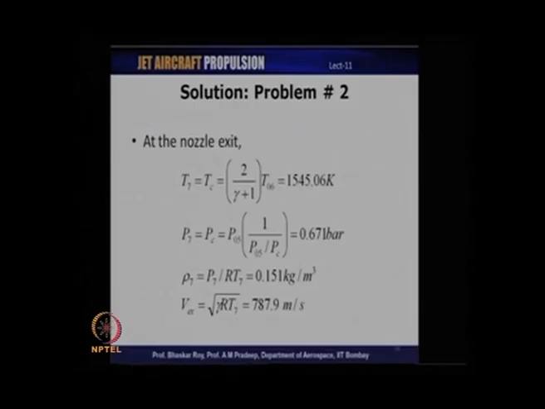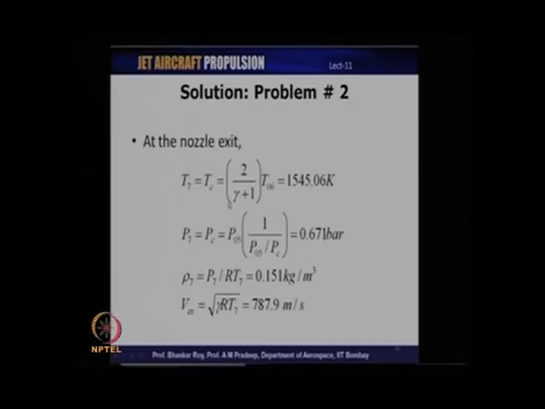Now, we will calculate the nozzle exit conditions. We have already seen that the nozzle is operating under choked condition. So, the nozzle exit critical temperature will be equal to 2 by gamma plus 1 into T06, where T06 is given as 1800 Kelvin. So, this is 1545.06 Kelvin. Similarly, the exit pressure, which is the critical pressure, is equal to P05 by P05 by Pc, which is 0.671 bar, the same as what we calculated in the last problem.